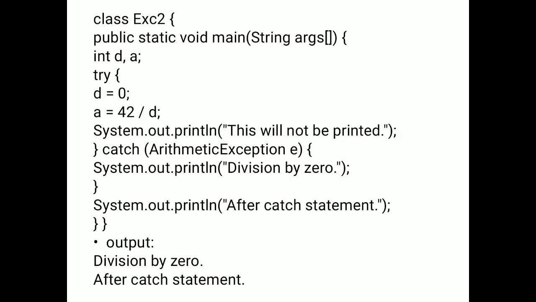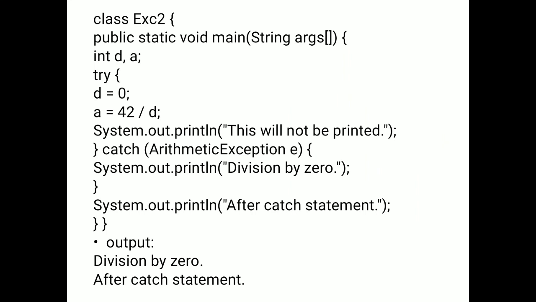So this is one example. Within the try block we have written d is equal to 0, a is equal to 42 by d, and System.out, which will not be printed. So this part of the code is placed in the try block. Why? Because there is a chance of getting a runtime error. So immediately we write the catch block. What is that? Arithmetic exception, divide by 0.